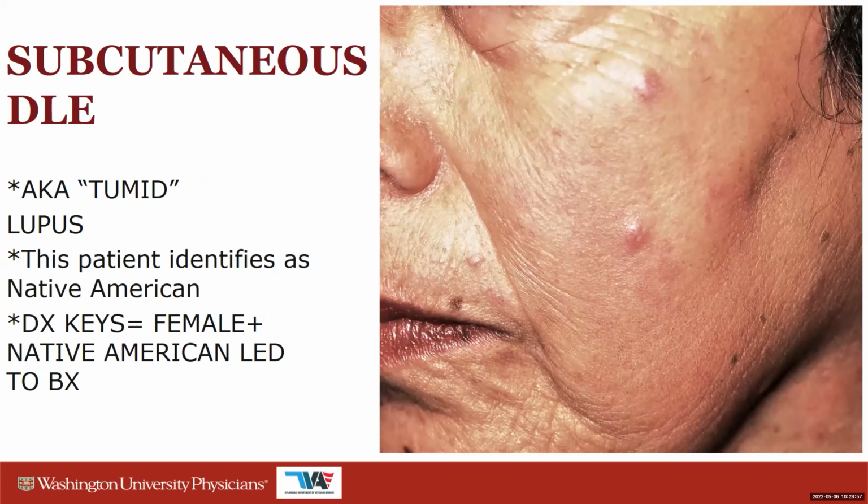This woman, again, is Native American. She had these fairly firm nodules on her skin. They were on the other side as well, and she had been treated for all sorts of things. She was self-identified as Native American, and she does, as you can see, have skin type 3.5 or 4, if there were a half. The diagnostic keys were the Native American history and her being female. But I did not know that it was tumid lupus, which is what this gets called. I did prove that diagnosis with a biopsy.